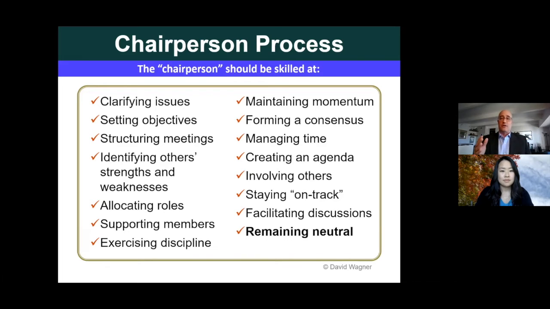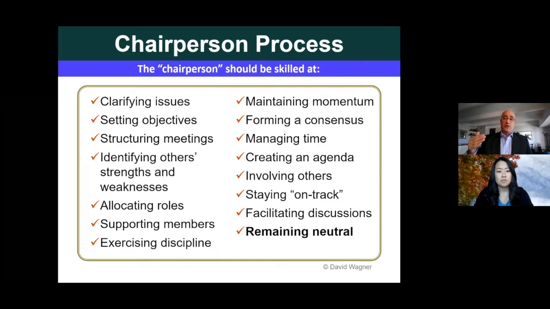So if you're a chairperson and leading a meeting, obviously first we need to clarify the issues. What are they? Let's be clear what they are before you go in. Let's set the objectives, maybe a single objective or multiple objectives to achieve by the end of the meeting, and let's state that clearly. Let's make sure the meeting is structured with an introduction, a body, and a closing, very clear separation. Let's identify strengths and weaknesses of your members. What I mean by that is, who are your strong participants? Who are the sort of passive, weaker ones? And how can you include them in the process?